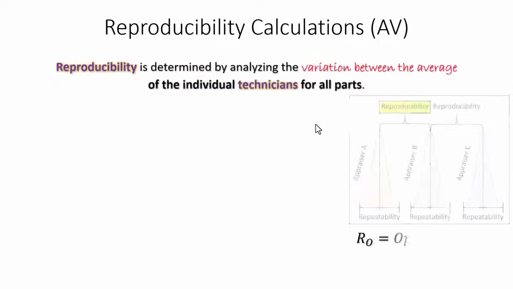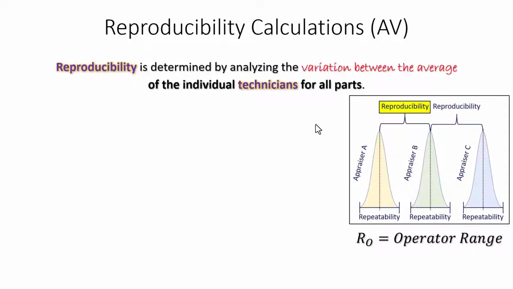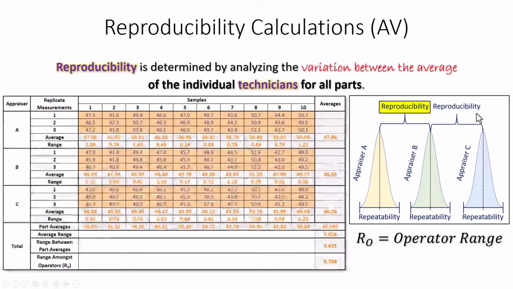Now, the next thing we need to do is to calculate reproducibility. Remember, when we talk about reproducibility, it is defined as the variation between operators. And in the very first lecture, I had this little graph where we've got 3 different appraisers, and we're measuring the difference between their average values. We call this difference the operator range. We're going to find the biggest appraiser, the smallest appraiser, and we're going to find the range between our operators. So what does that mean in terms of the data set?